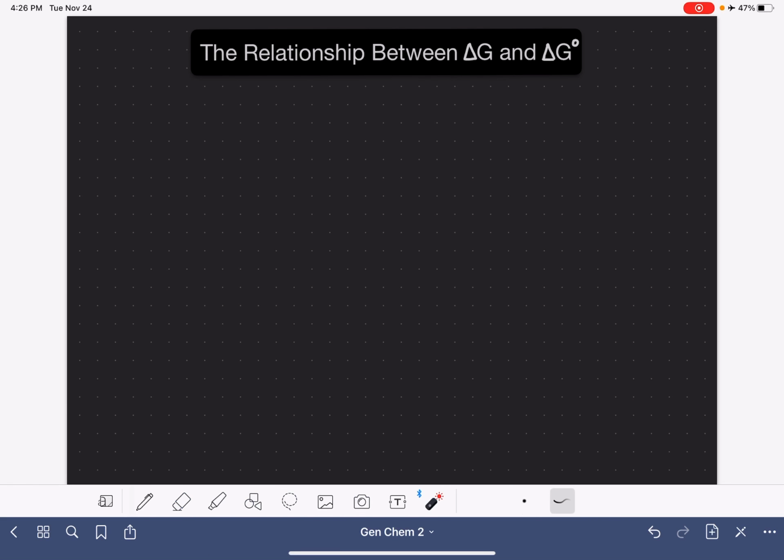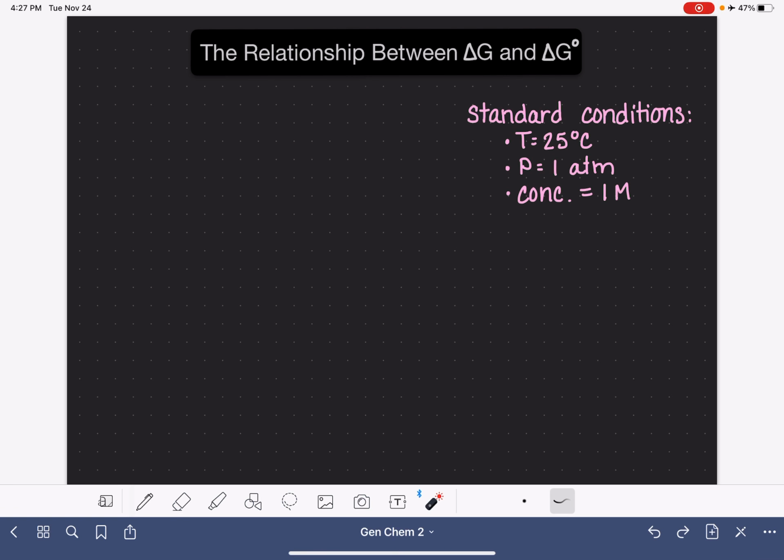In this video, we're going to be looking at the relationship between non-standard and standard delta G. As a reminder, this what looks like a degree symbol associated with this delta G. This notation is used to indicate that this is standard delta G, meaning that it meets the criteria for being under standard conditions. Standard conditions are when the temperature is 25 degrees C, when the pressure of all of the gases in the system are 1 atmosphere, and all solutions have a concentration of 1 molar.